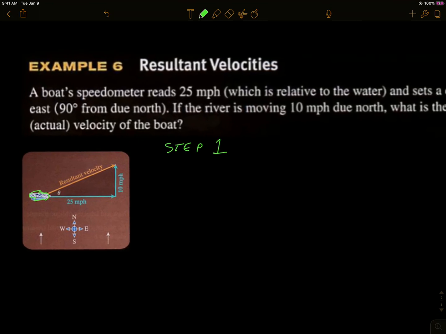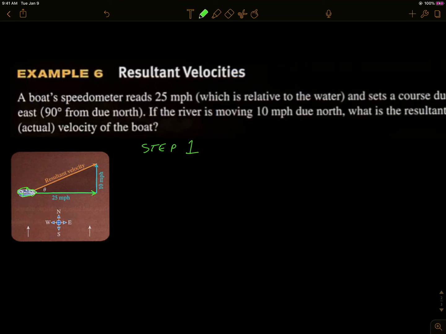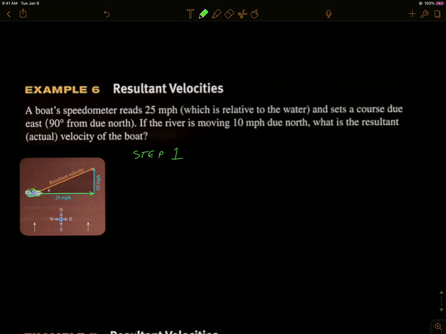And our apparent velocity is 25 miles per hour. Maybe we're trying to get across the river. Okay? So we think we're going straight across the river at 25 miles per hour. That's the due east part, right? If the river is moving with a current of 10 miles per hour north, that means the water or the current is going that way, right?